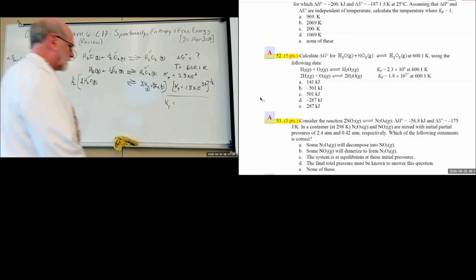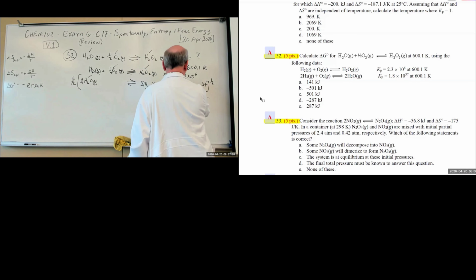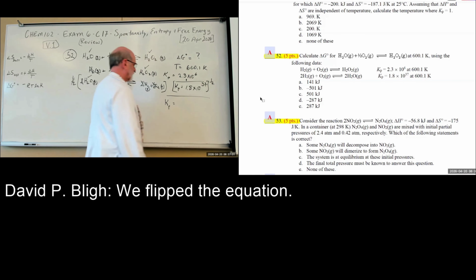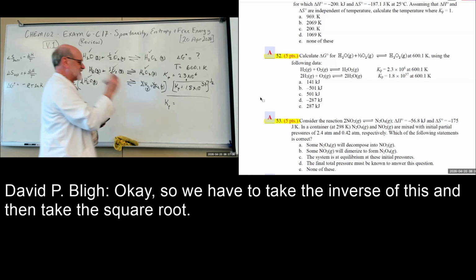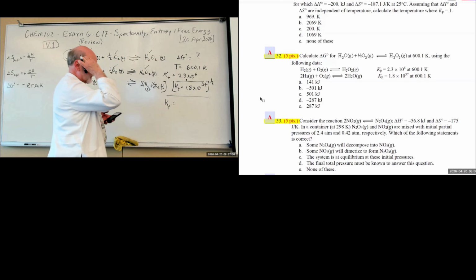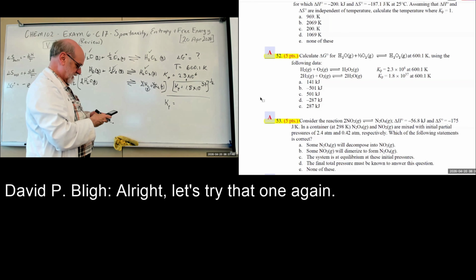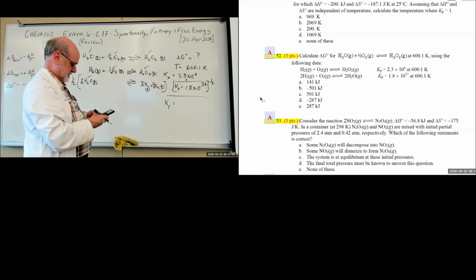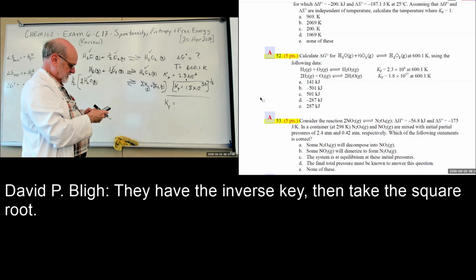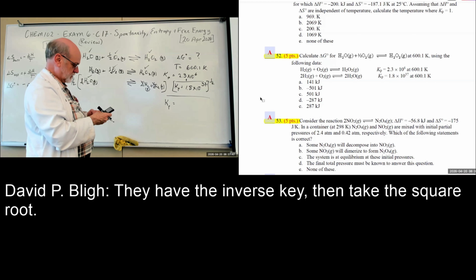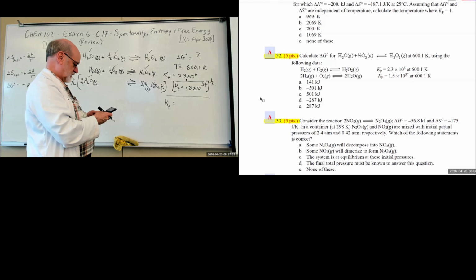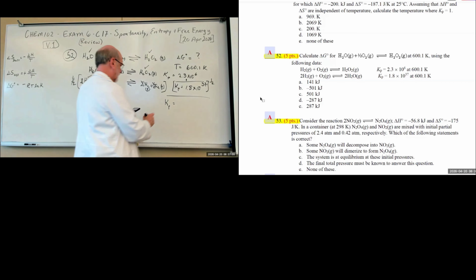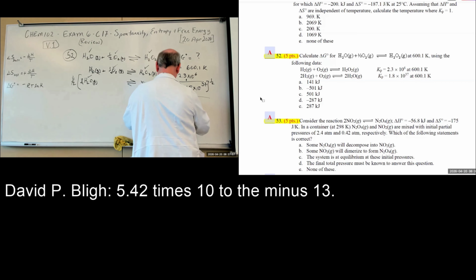Oh. We flipped the equation. Okay, so we have to take the inverse of this and then take the square root. All right, let's try that one again. I hit the inverse key, then take the square root. Right. Then times 2.36. There we go. 5.42 times 10 to the minus 13.